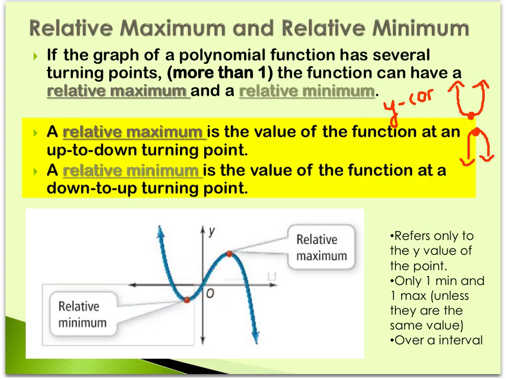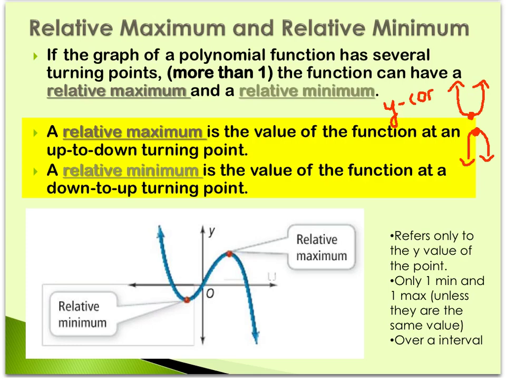of x, okay? So relative maximums are going to occur when my function is going up and then starts to turn down. So when I have a turning point that is increasing and then decreasing. Relative minimums occur when I'm going down and then going up, so they're going to be a minimum value. Now remember, when we're talking about max and min, we are only referring to the y value of that coordinate.